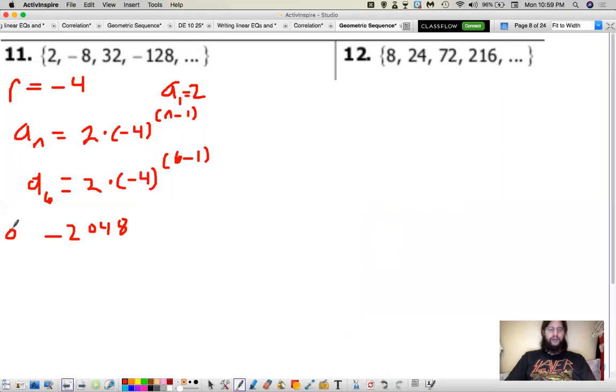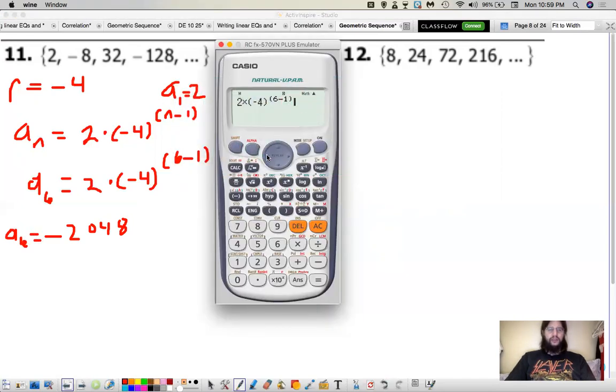Let's conduct a little experiment here and see if the parentheses are indeed necessary. Let's do something that'll make an even power like 7. So I should get a positive 8,192. If I drop these parentheses, will I still get the positive? Let's find out. No, I do not. So yep, make sure you put that thing in freaking parentheses, just to be safe.